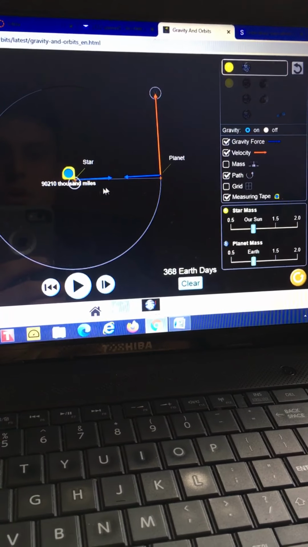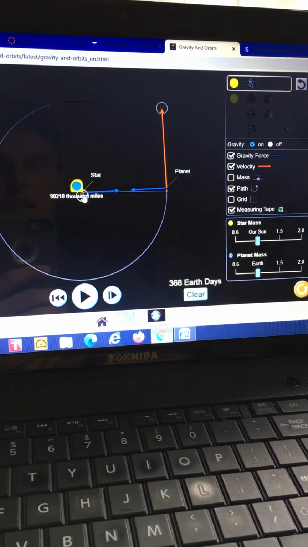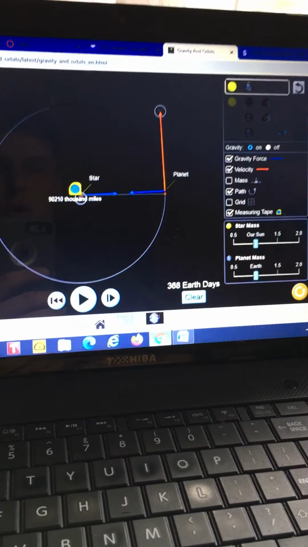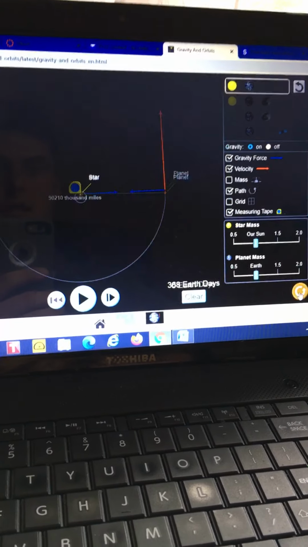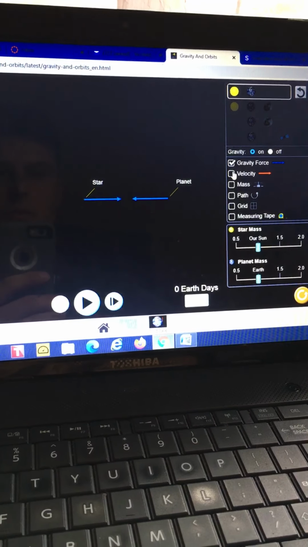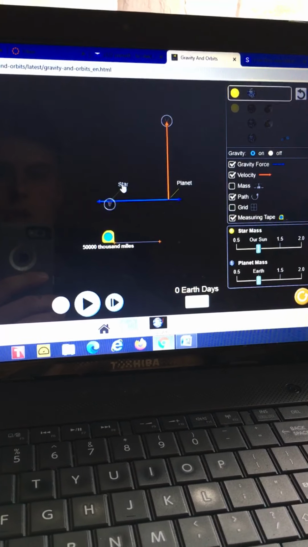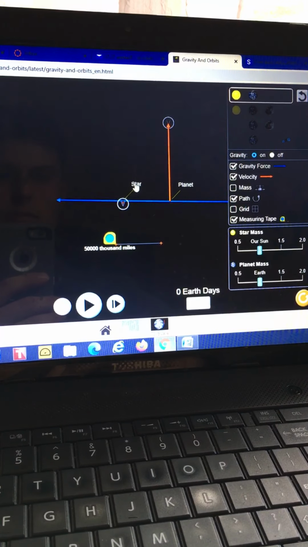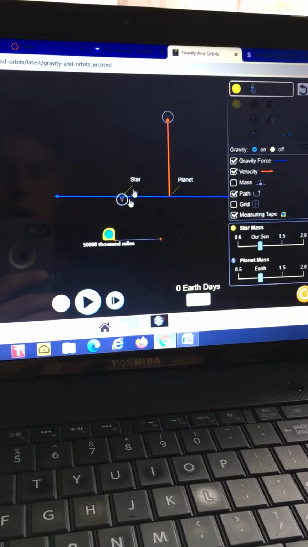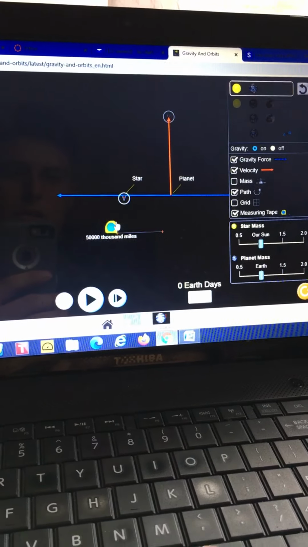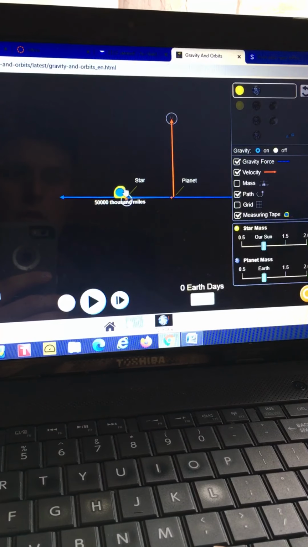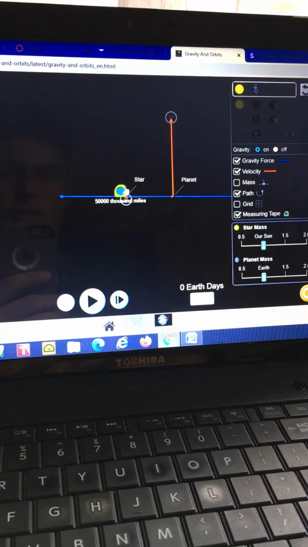Now what we're going to do is actually change the distance that the Sun and the Earth are apart from each other. So I'm going to reset this: Earth, Sun, gravity force, velocity, path, measuring tape, and move the star till it's about halfway from where it was originally. I measured that out earlier to be 50,000 miles. So yeah, right about there.